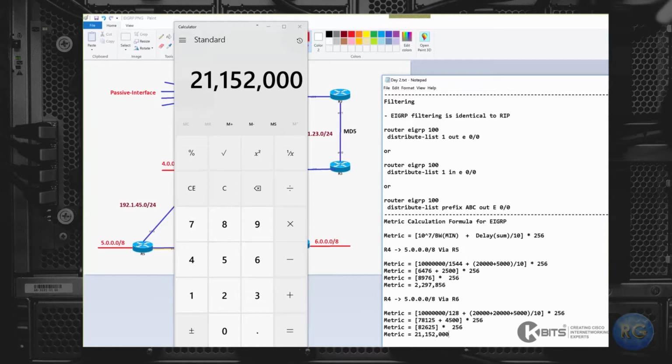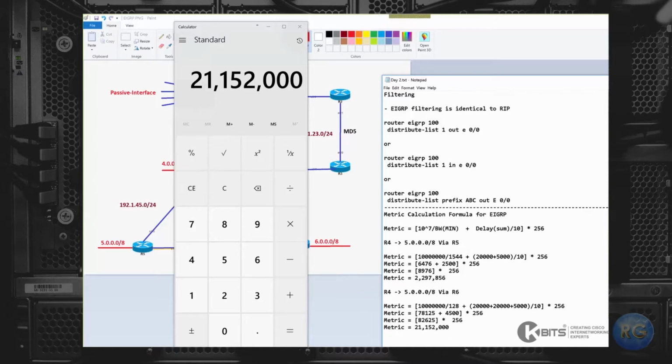21,152,000. Which path should I take? The 2 million or the 21 million? The cost is like the lower the better, right? So that's how EIGRP calculates the metrics.